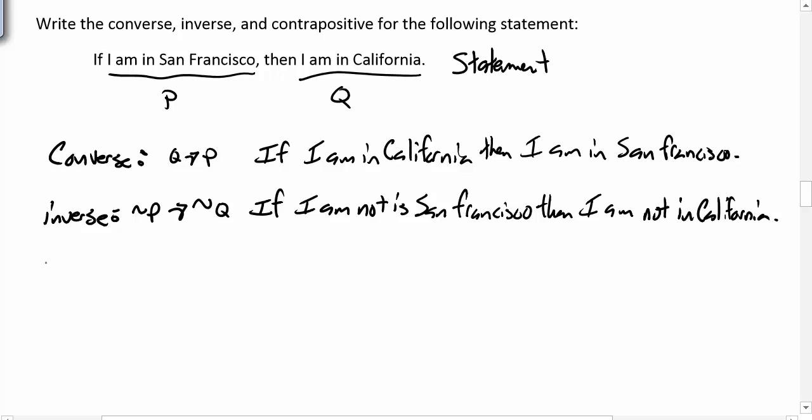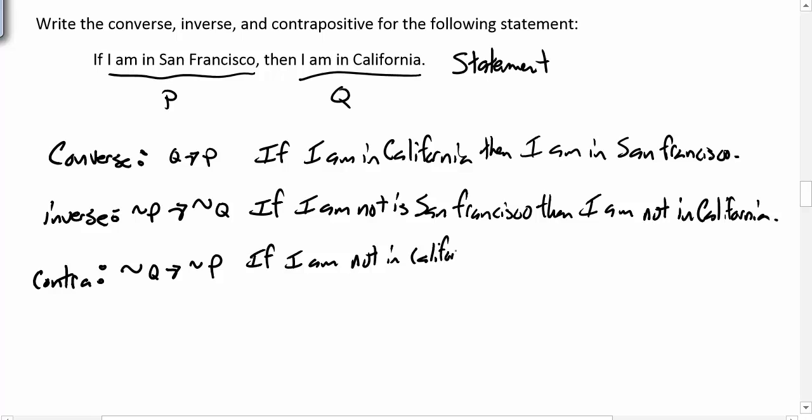And then the last one is the contrapositive. And that would be not Q to not P. So I negate the Q statement. So if I am not in California, then I am not in San Francisco.